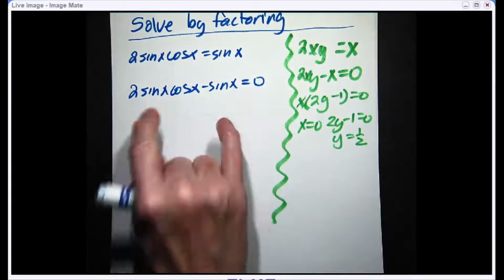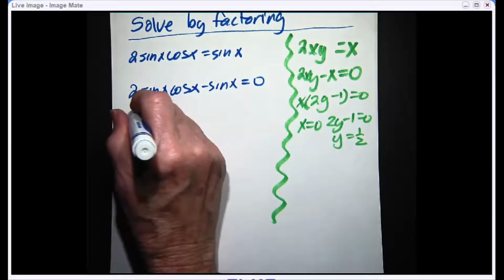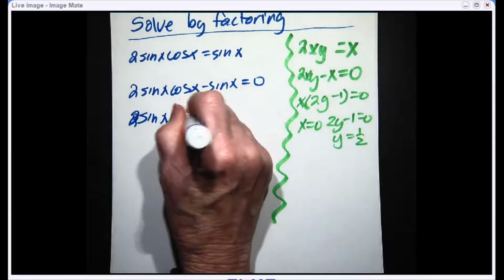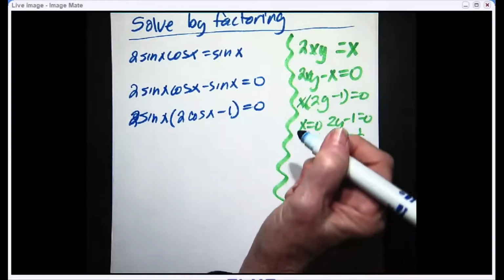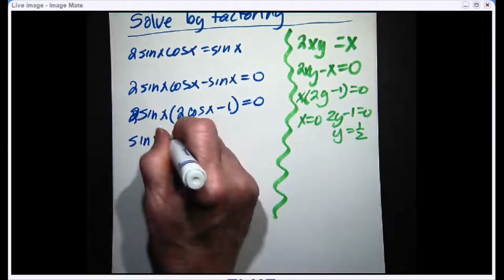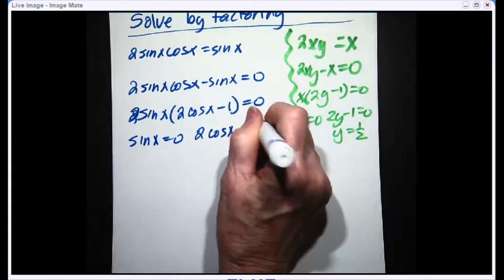Factor out what they have in common. They both have a sine, so factor out the sine. So sine x times 2 cosine x minus 1 equals 0. Set each piece equal to 0. Sine x equals 0. 2 cosine x minus 1 equals 0.